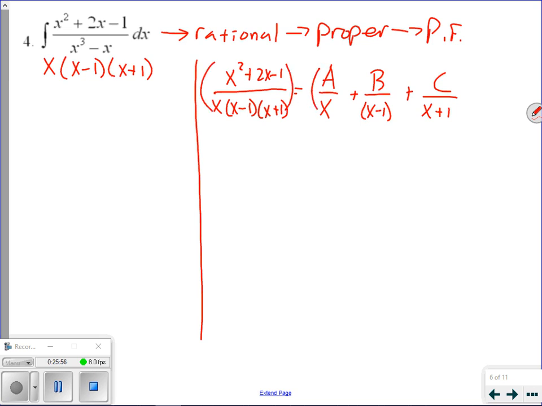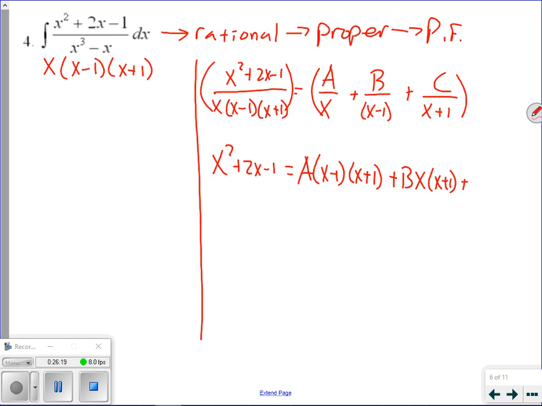I'm not going to rewrite the step where we multiply both sides by all the factors. But just remember that on the left side they all cancel out, and I'm just left with the top. On the right side with the A term, the x cancels, and I'm left with everything else. With the B term, the x minus 1 cancels, so I'm left with x and x plus 1. And with the C term, the x plus 1 cancels, so I'm left with x and x minus 1. Okay, so I'm sure you already know where this is going.